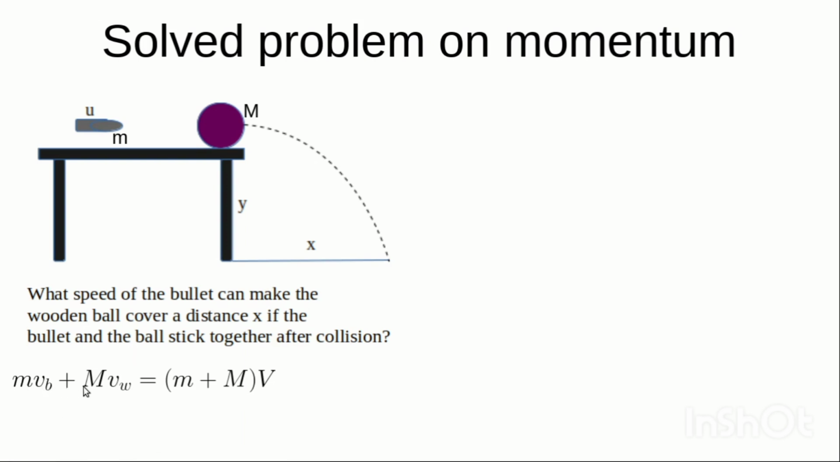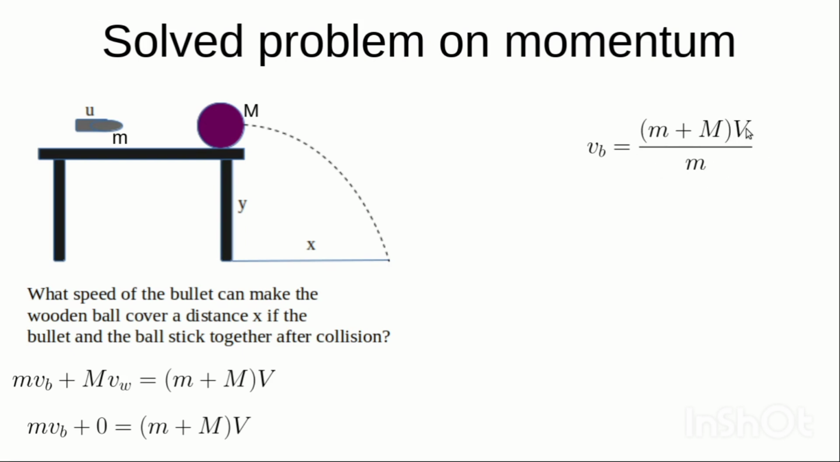So we have m v_b, plus M, which is the mass of the wooden ball, times the velocity of the wooden ball, equal to the combined mass times the final velocity when they stick together. But remember, this particular ball, before the collision, was stationary, so everything here will be 0. So we have m v_b, which is the velocity of the bullet, plus 0, equal to this expression. We can make v_b the subject of the formula, and that gives us v_b equal to (M plus m) multiplied by V, all over m.